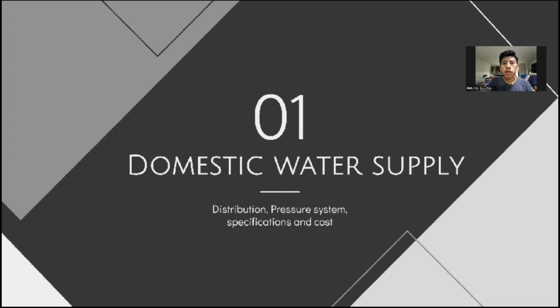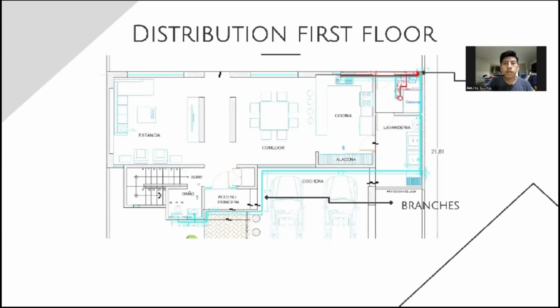Hello, I am talking about domestic water supply. To begin, we must define the distribution. On the slide, we can see the distribution of the drinking water supply system on the first floor of our project. The blue lines represent the cold water system and the red lines correspond to the hot water system. The cold water system is powered by a pump, while the hot water system is powered by a gas heater located next to the pump.